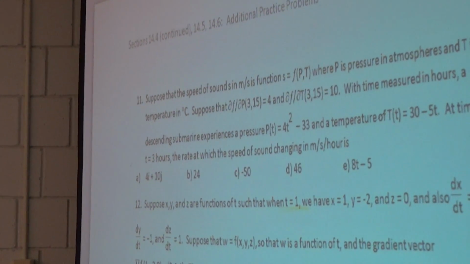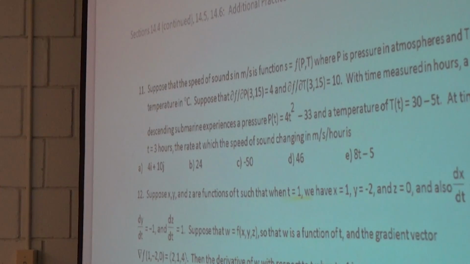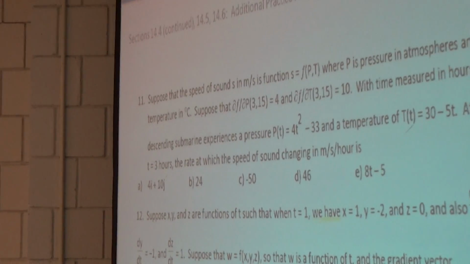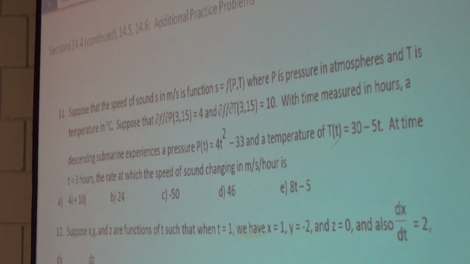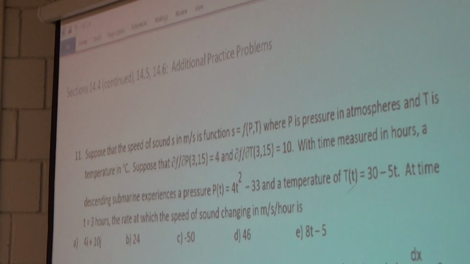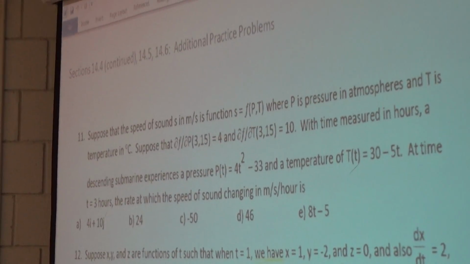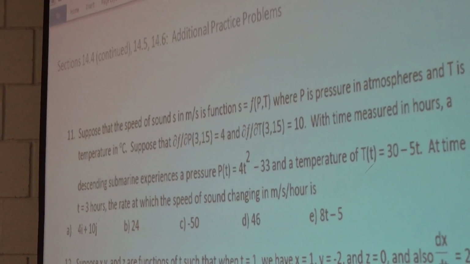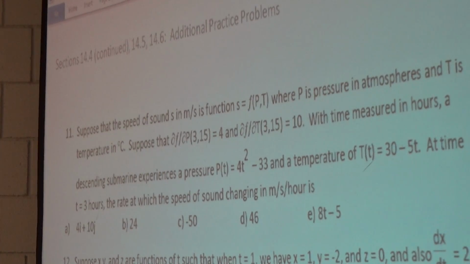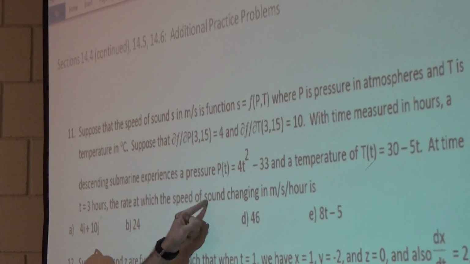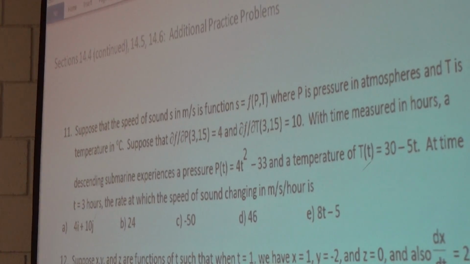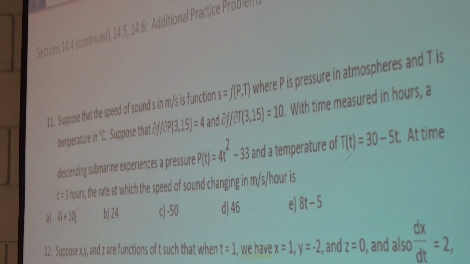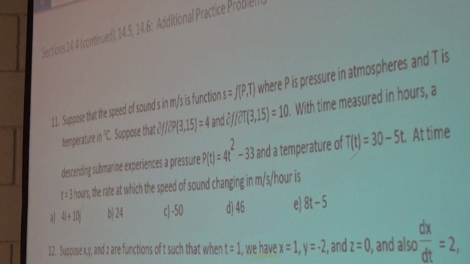Maybe I'll enlarge this. Yes, better. All right, last problem, number 11. Suppose the speed of sound, in meters per second, is a function S equals F of P and T. P is the pressure. T is temperature. They give you all these numbers. Find the rate at which the speed of sound is changing. I need the rate of change of S with respect to lowercase t.